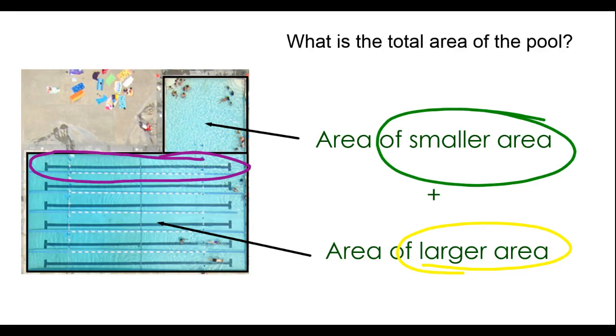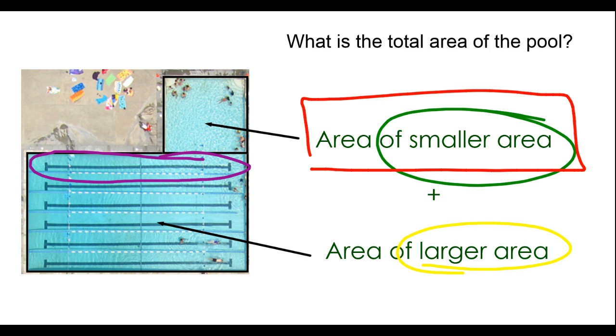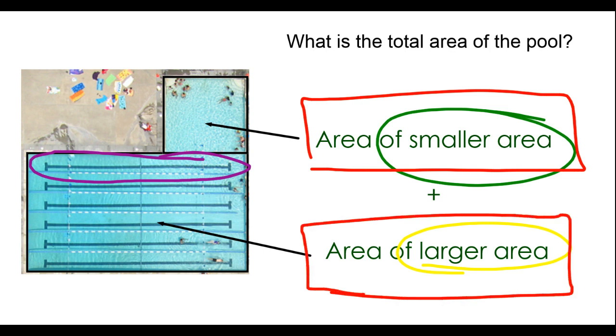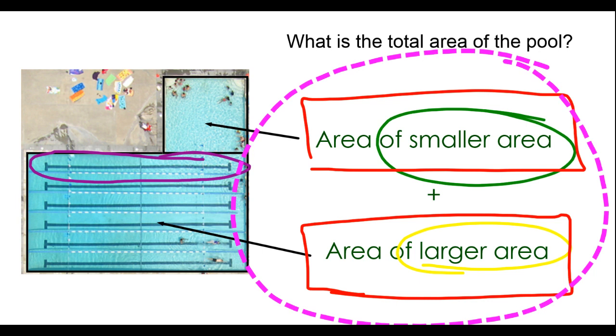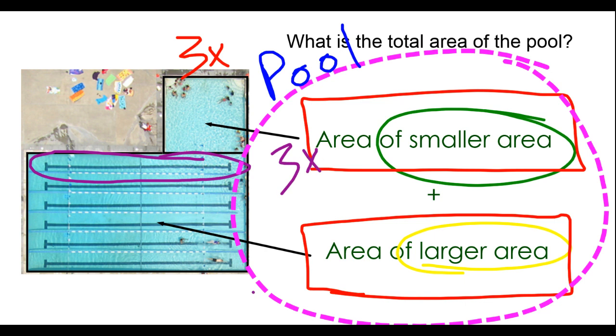Because if we wanted to create a copy of this swimming pool, say we wanted to create a new swimming pool a few miles down the road because this one was really popular, we would have to create copies of both the smaller area and the larger area. The two of these things together create this one object that we call pool. So if we're going to make 3 swimming pools, we need 3 of each of these objects to create 3 identical copies of the pool. And that's what the distributive property is.